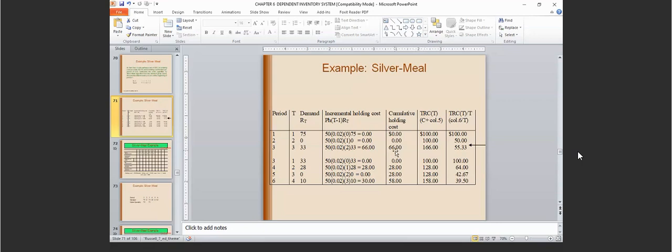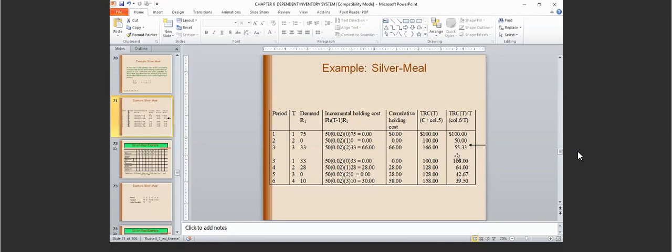And for the TRC, the total relevant cost, 100 plus 66, we have 166. And 166 divided by the value of T here, which is equal to 3. So 166 divided by 3, we have 55.33.